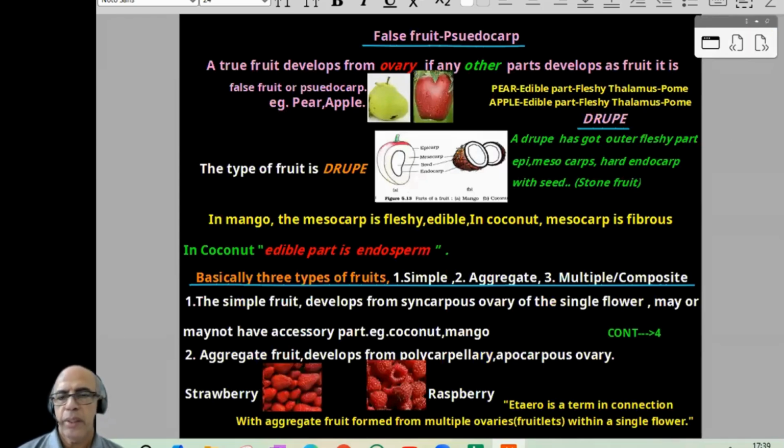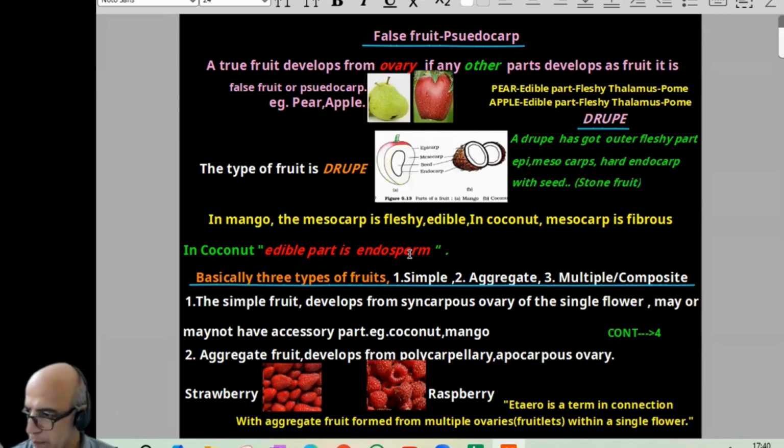When we come to the third page, we can find that a true fruit develops from the ovary. That is the classical definition for a fruit. If any other parts develop as fruit, it is called false fruit or pseudocarp. So a typical fruit is from the ovary. If any parts other than the ovary develop as a fruit, it is pseudocarp. Typical examples are pear and apple. In both cases, the edible part is the fleshy thalamus and the type of fruit is pome.